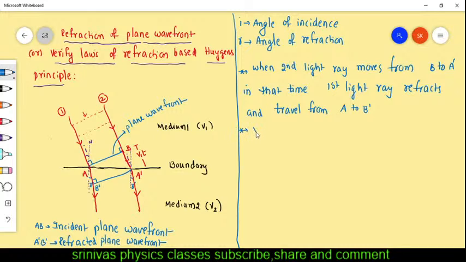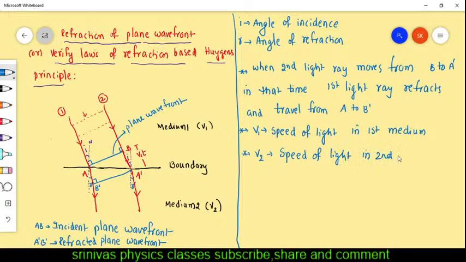V1 is the speed of light in the first medium. And V2 is the speed of light in the second medium. Right. And now, distance traveled. Distance is equal to, we have the formula. Right.